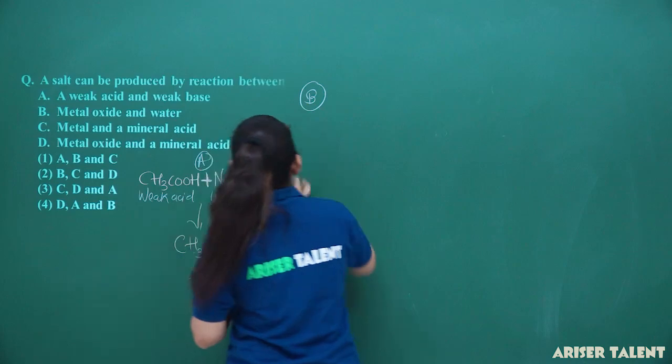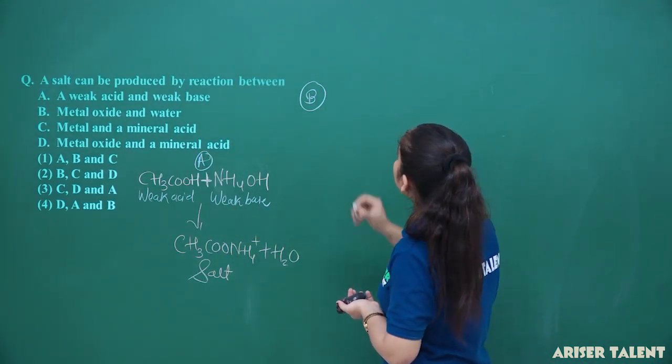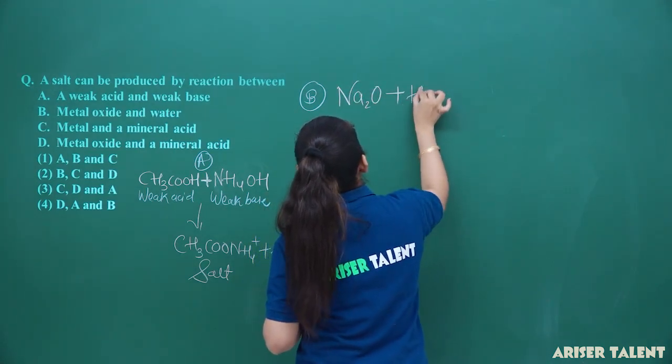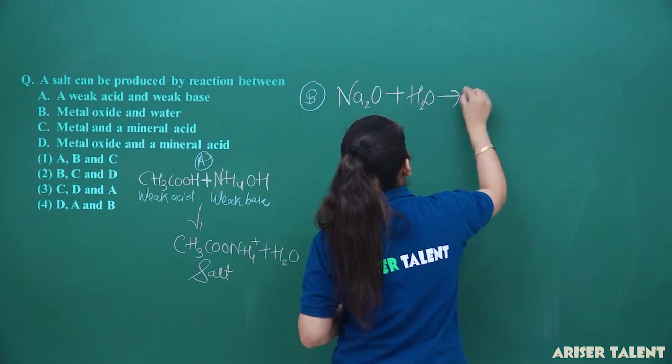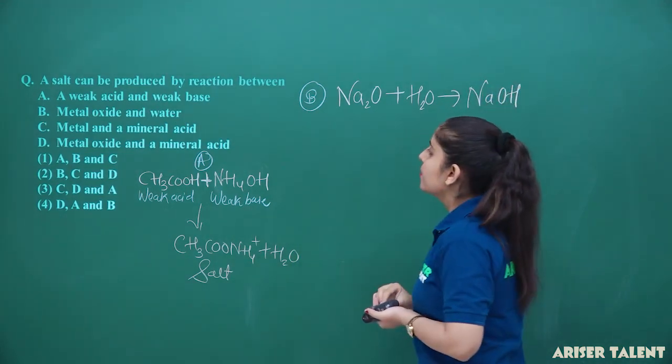Now let us solve for option number B, metal oxide and water. So what I am taking here is sodium oxide. And if I am reacting Na2O with water, what will I get? I will get sodium hydroxide.